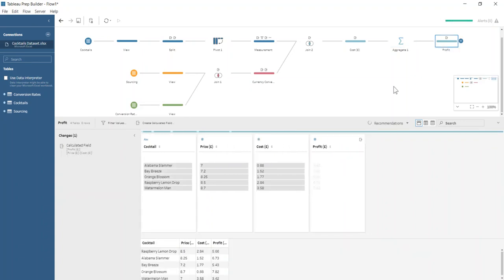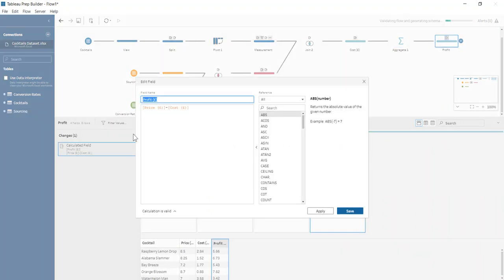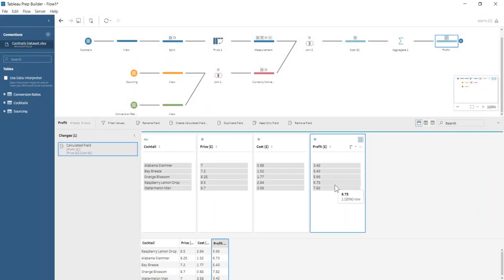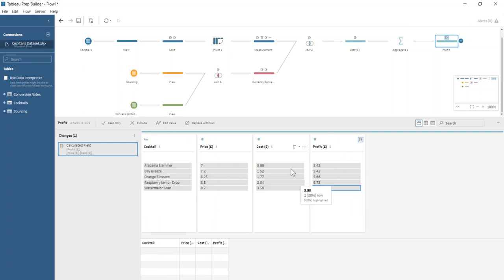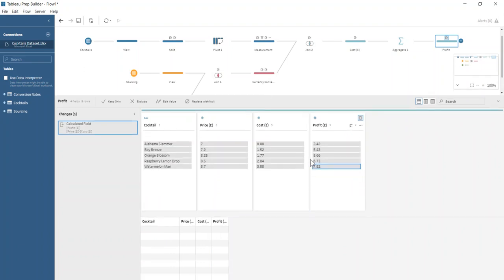And now we can use that information to calculate our profit, doing our price minus our cost, and we can see that our most highly profitable cocktail is in fact, oh, the suspense, it's not loading for me. Okay, well, I can tell you from looking down here that the profit of 782 is the orange blossom. So that's the cocktail we want to be selling the most of in order to make the most profit.